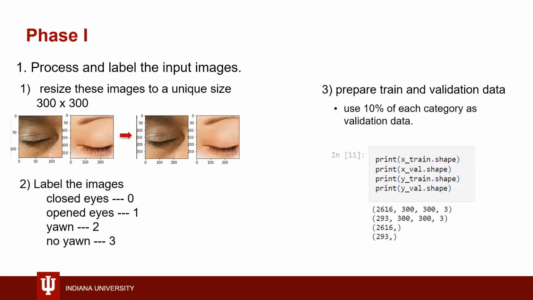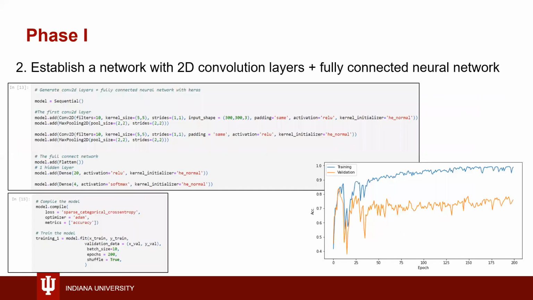In phase 1, first we process and label the input images. Because the images are irregular, we rescaled all the images to a unique size. And then we labeled the images with 0, 1, 2, 3 for these 4 categories. After that, we split 10% of the data to be validation data. And finally, we get around 2,600 images for training and around 300 images for validation.